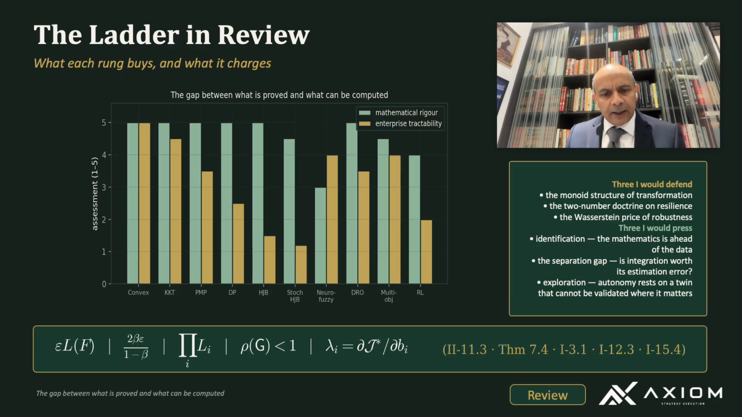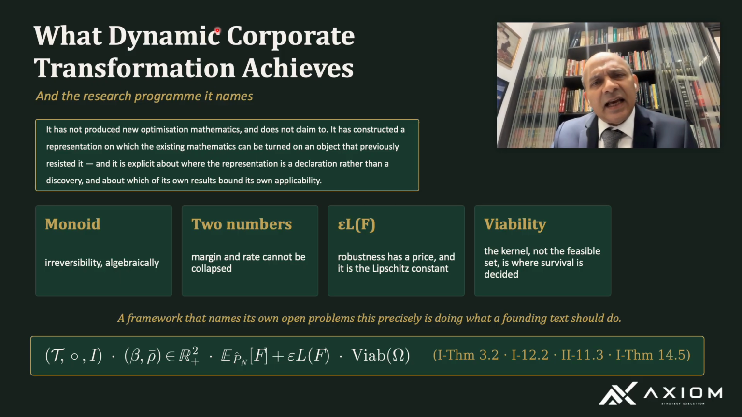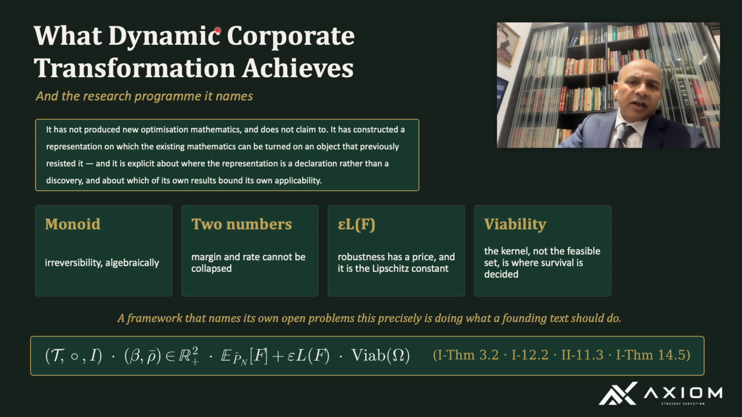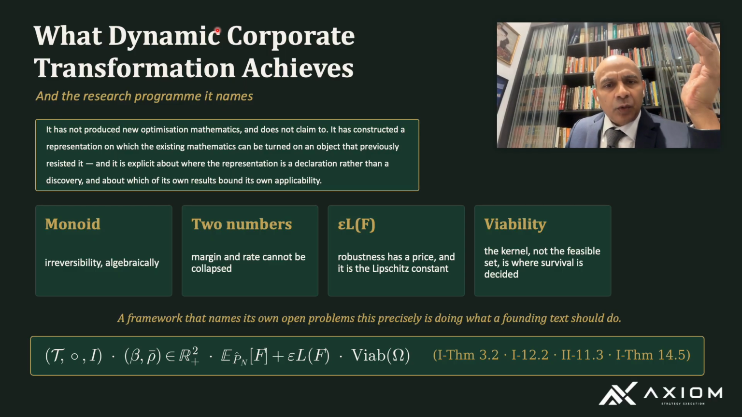So basically, what has DCT actually achieved? It has not produced new optimization mathematics. It also does not claim to do so. What it has done is construct a representation on which the existing mathematics can be turned on an object that previously had none, and it has been explicit about where that representation is a declaration rather than a discovery.